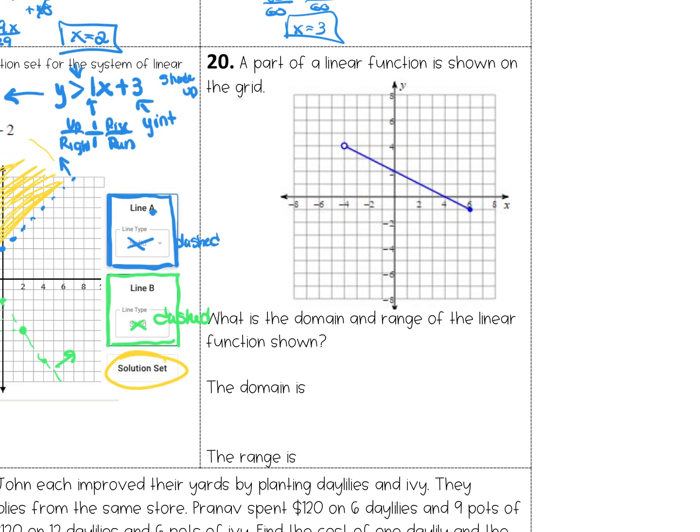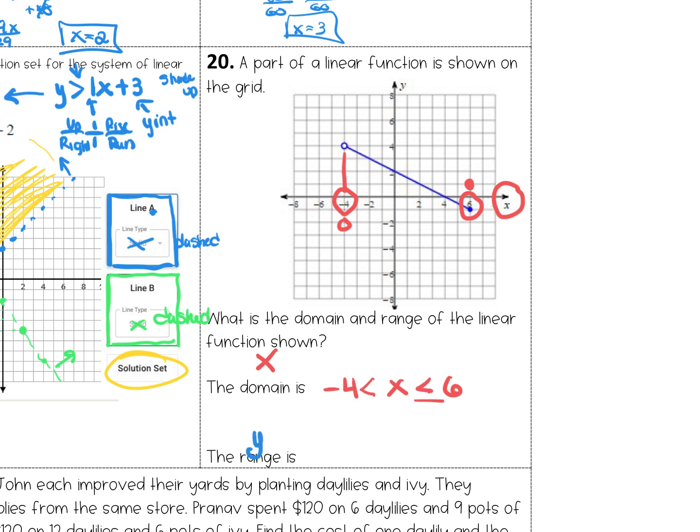Okay, another domain range question for 20. Domain is my x. Here's my x. My negative 4 has an open circle. My 6 has a closed circle. So I'm going to write them in order. Negative 4, 6, with an x in the middle for domain. The negative 4 is an open circle, so it's just a less than. But the 6 is a closed circle, so less than or equal to.